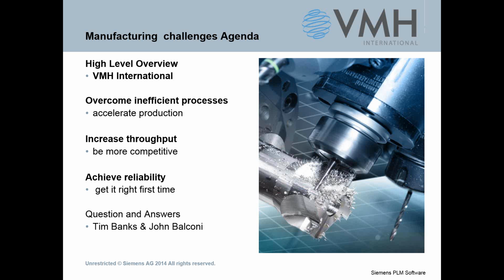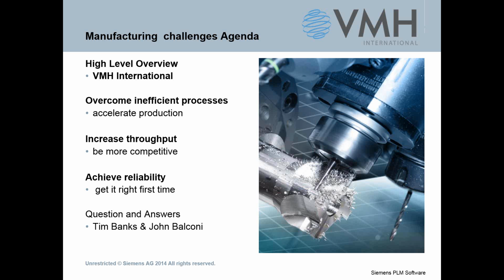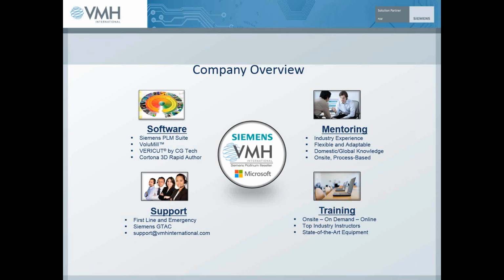This will be our agenda. We'll do a high-level overview of VMH. We'll look at some of the inefficient current processes that customers have and how to accelerate that production, how to be more competitive and also increase your throughput. And I get a lot of questions from customers today. How do I achieve reliability? How do I get this done right the first time? And then at the end, we'll open it up for Q&A.